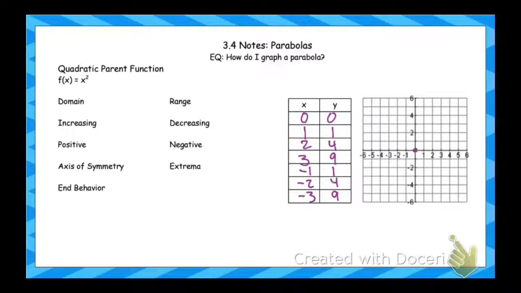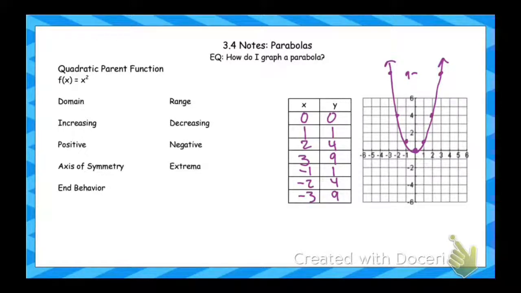So I'm going to go ahead and plot these points on my graph so we can see the shape. I know 9 is going to go a little bit off of it. And there is my quadratic parent function in the shape of a parabola.